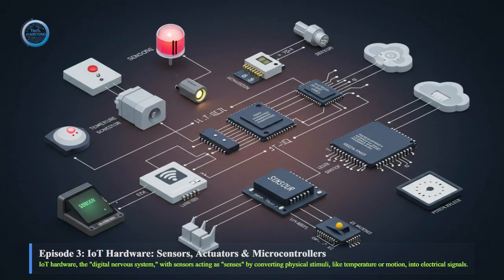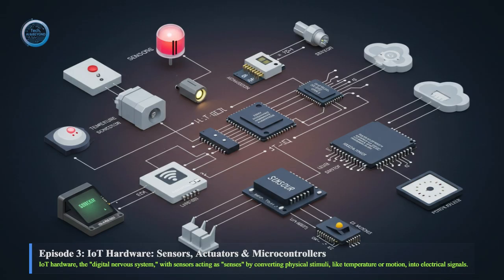6. Now for the brains of the operation. What is a microcontroller? 7. Let's talk about specific platforms. Why is the Arduino so important in the world of IoT? 8. What about the ESP32? Why has it become such a powerhouse for connected devices? 9. How is a Raspberry Pi fundamentally different from an Arduino or an ESP32?